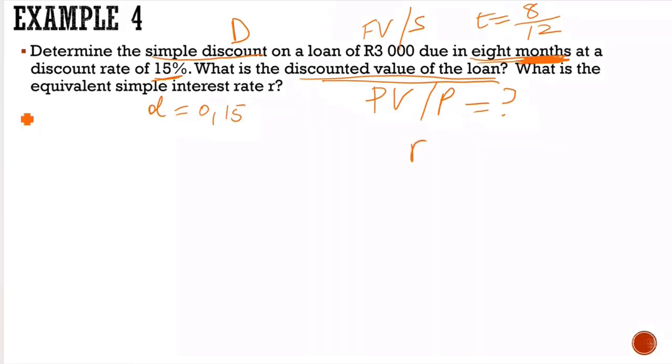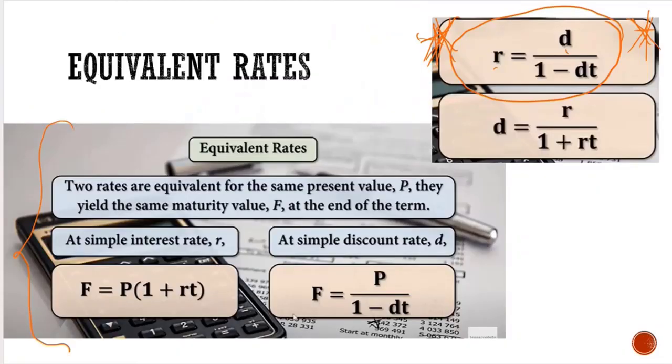Okay, what is an equivalent? You are asked two things here. First you are asked to get a simple discount, and also you are asked to get an equivalent. Remember, I said if you've got a context whereby there is a rate of a discount, and also a rate of an interest rate, you use that formula. The formula that we are going to use is R is equal to d over 1 minus dt for an equivalent rate.